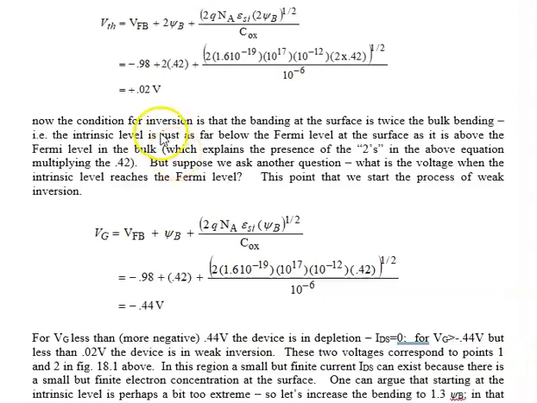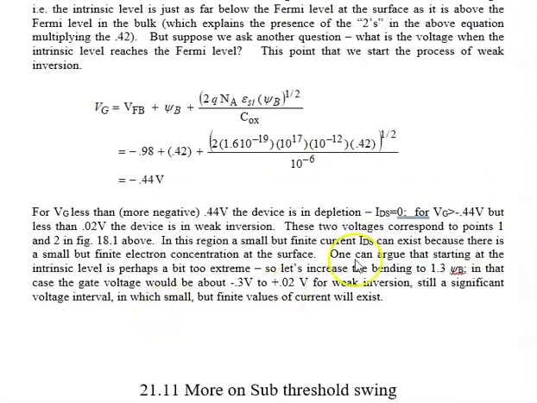So a gate voltage of plus 0.02 brings us into inversion. A gate voltage of minus 0.44 brings us to the brink of going into weak inversion. So for gate voltages above minus 0.44 but less than plus 0.02, that would be the realm of weak inversion. And that corresponds to points 1 and 2 in figure 18.1, all the way back, another 15 pages or so back. Just scroll through that and take a look at it.